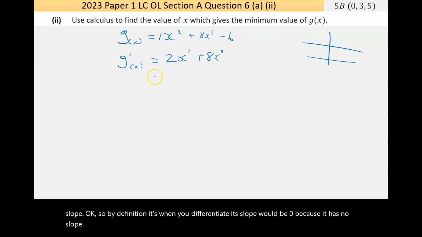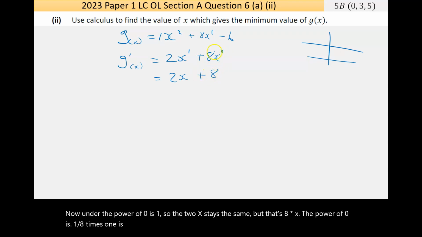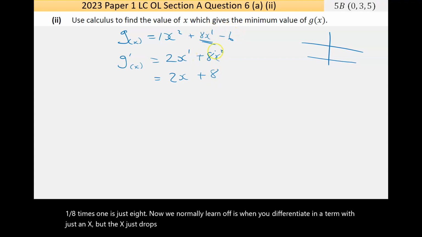Now, n to the power of 0 is 1, so the 2x stays the same, but that's 8 times x to the power of 0, which is 1. 8 times 1 is just 8. What we normally learn off is that when you're differentiating a term with just an x, the x just drops away. It's almost a fast way of doing that. So 8x differentiates to give 8.